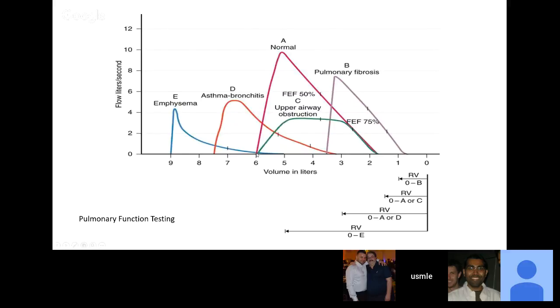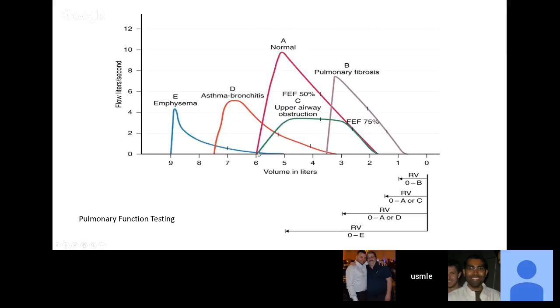Now, in a normal individual, remember that the total lung capacity would be 6, so this is what it's supposed to be. When you take a breath in, you're going to have flow up to 10, and then decreasing regularly until almost zero. Remember, that is residual volume. In the case of upper airway obstruction, the FEV50 would be around here, around 3.5. So if you have an upper airway obstruction, it's going to take time.